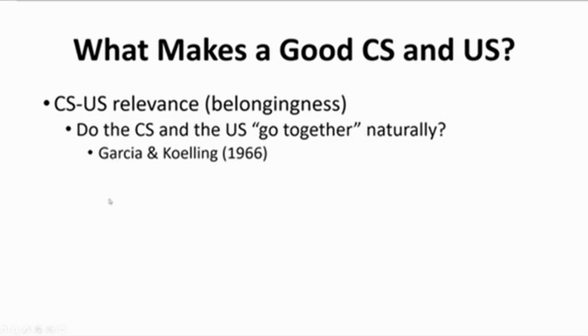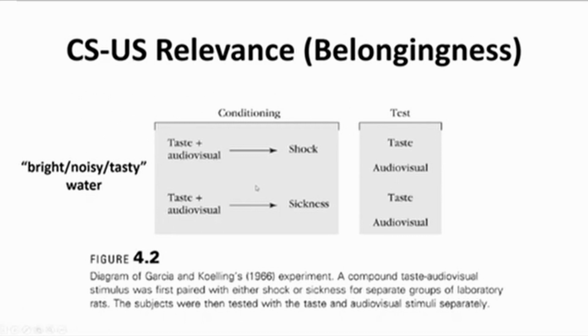Now, the standard example to illustrate this is research done back in the 60s by Garcia and Koelling. I'm really bad at pronouncing names, so possibly Koelling. This is a really, really cool experiment. You may have seen this multiple times before just because this is the experiment for belongingness and relevance, but we're going to go through it again just because it is that cool.